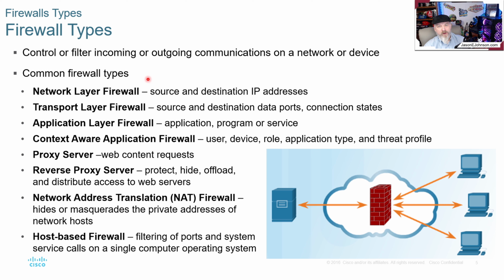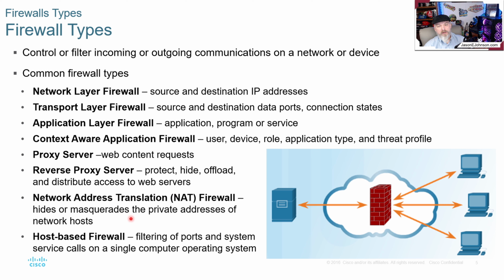So common firewall types are the network layer firewall, where source and destination IP addresses are scanned or filtered. Transport layer firewall, where source and destination data ports and connection states are filtered. Application layer firewall, where the application program or service is filtered. And then we have the context-aware application firewall, where it looks at users, devices, roles, application types, and threat profiles. And then we have a proxy server, where web content requests are filtered. Reverse proxy servers protect, hide, offload, and distribute access to web servers.